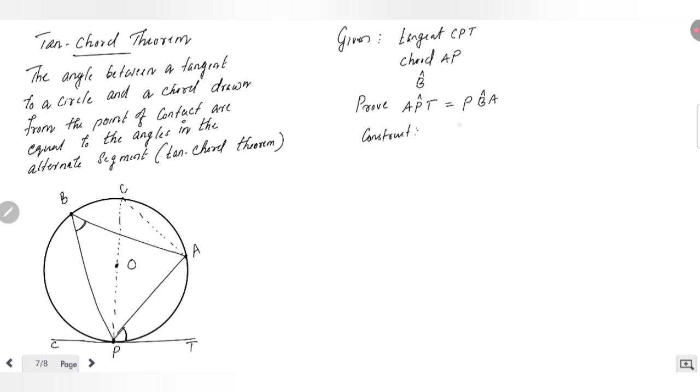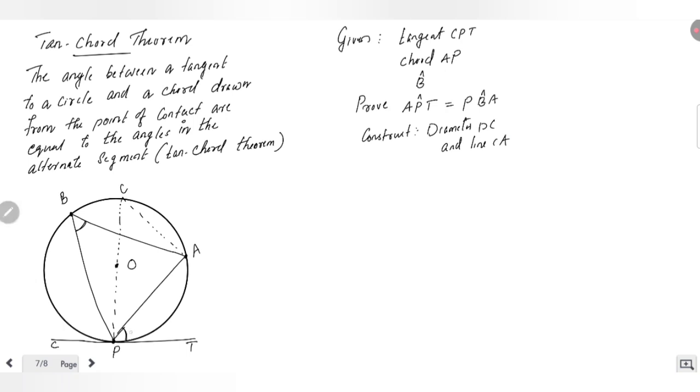construct the diameter PC and the line CA. Let me write the line CA.